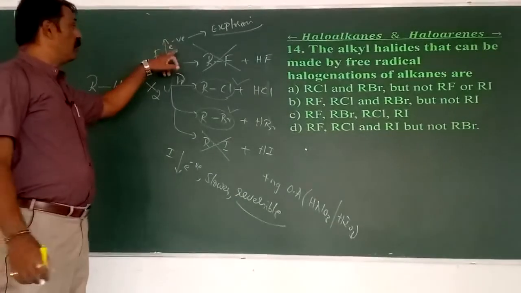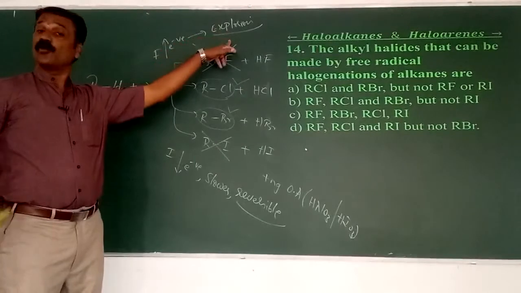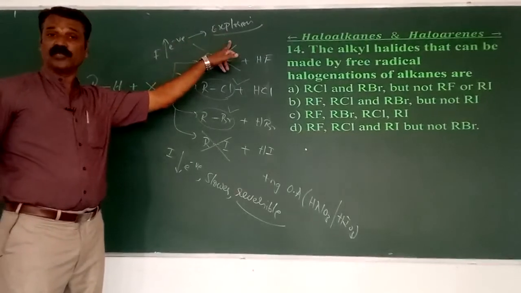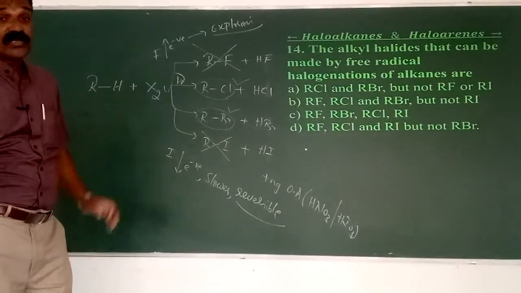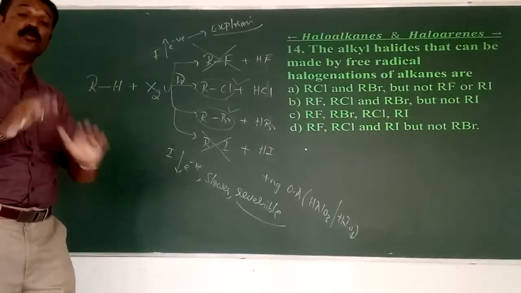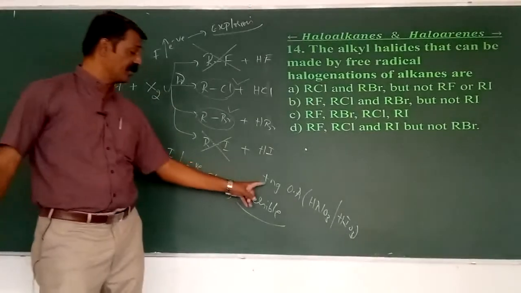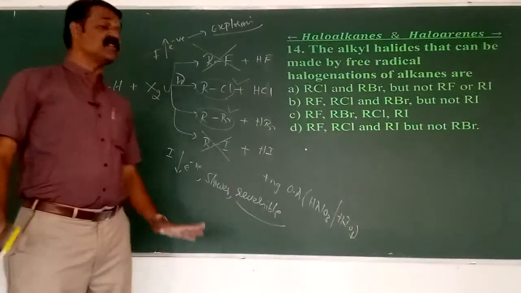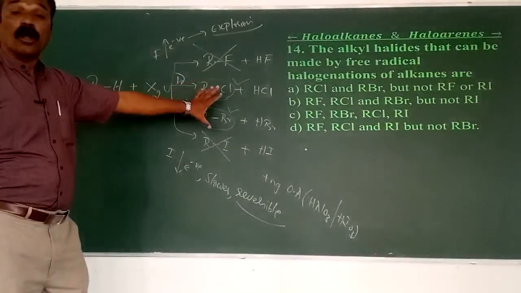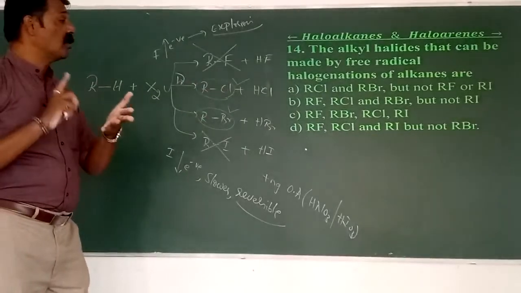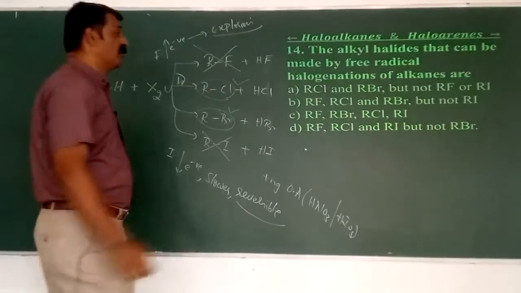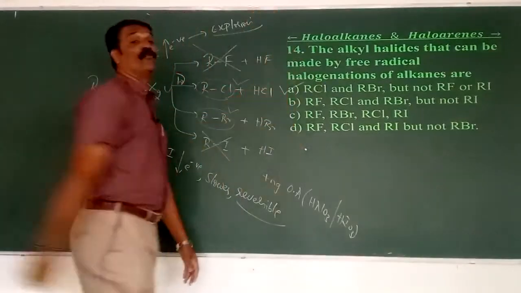Fluorine, being highly electronegative, leads to an explosion, therefore fluorination of alkanes is not possible. Iodine, having the least electronegativity, reacts very, very slowly, such that it becomes reversible in nature. To enhance that, what are we using? The oxidizing agent. At normal temperature it is possible in the case of chloro and bromo, but not either RF or RI. Therefore, it is found to be E. Hence it is 14A.